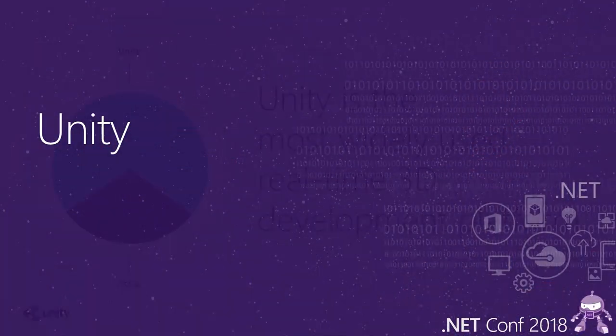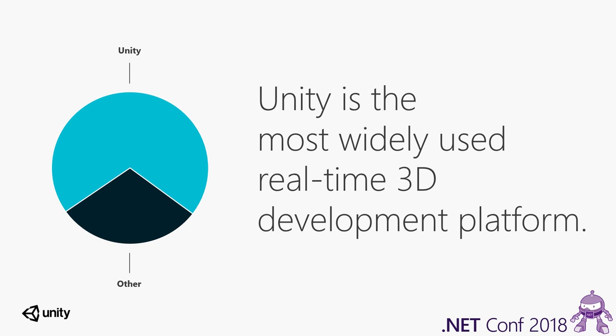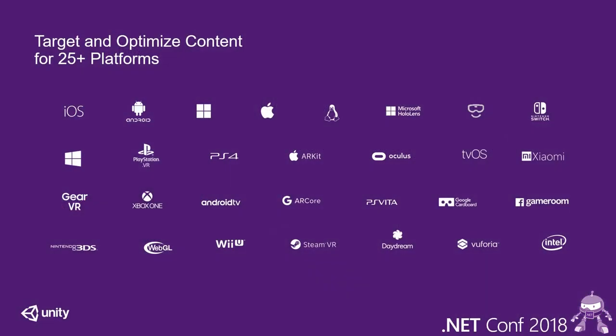So let's start with Unity, because this is .NET Conf. Not everybody is familiar with what Unity is. So if we go to the slide, Unity claims that Unity is the most widely used real-time 3D development platform. What it means is that Unity is a tool that you can use to build all kinds of experiences, 2D, 3D, games, and you can use Unity to build games for more than 25 platforms, from mobiles, iOS, Android, console, Xbox, PlayStation, to AR, VR experiences, including HoloLens, and even to the web now. Okay, so we can target pretty much everything under the sun.